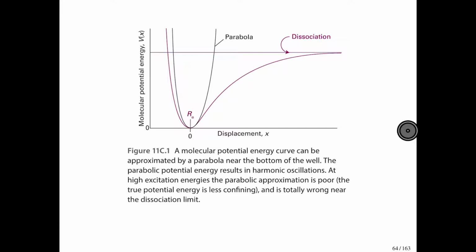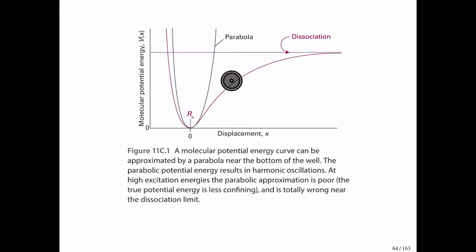Here is a visual representation of the potential energy for the harmonic oscillator. That's the black curve here, so it's a parabola centered at the equilibrium bond length, and then on the displacement scale that would be centered at 0. A true molecular potential energy function does something a little bit different. It looks like this. It goes through a minimum, but then rather than diverging, it converges to some value.